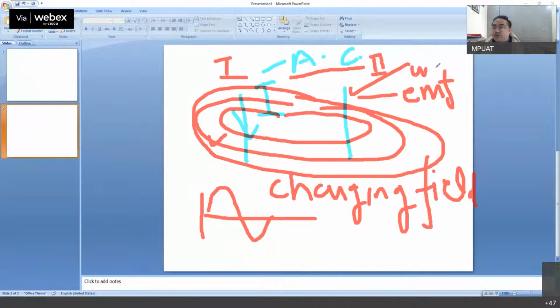An EMF is produced which is called induced EMF because it has been induced in it, not conducted, but induced with the help of this magnetic field. So this is the principle of mutual induction.